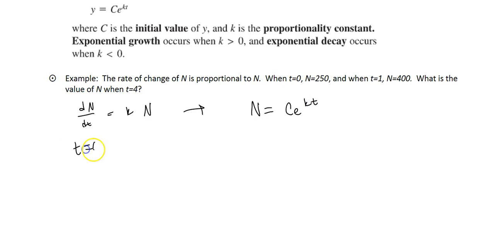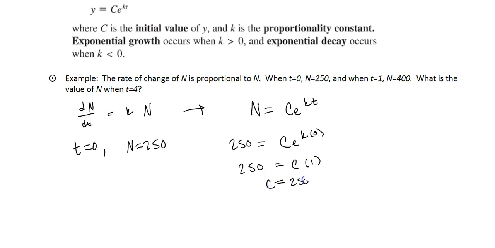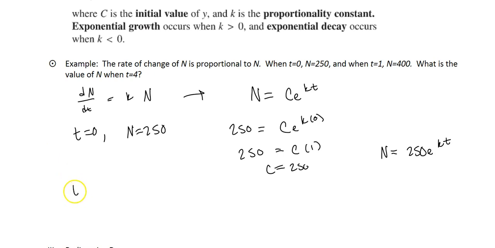So when t equals 0, n equals 250. So this is the initial population, but you can see that by plugging in t equals 0. So you get 250 equals c times 1, or c equals 250. So that creates the equation n equals 250 e to the kt. Then we'll use the second piece of data, t equals 1, n equals 400, to find k.